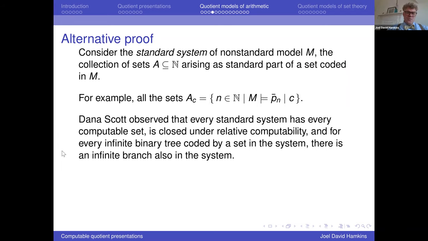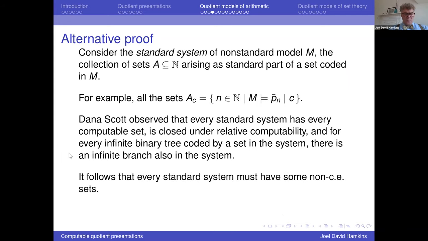And he proved, let's see, Scott proved that in fact those properties characterize the standard systems in the countable case. If I have a countable family of sets of natural numbers and they contain every computable set and they're closed under relative computability and they have the property that whenever there's a tree coded by one of those sets, then there's a branch through that tree coded by another one of those sets, then it is the standard system of a model of PA. And also the standard system of a model of set theory and so on. So in the countable case, it's an if and only if characterization.